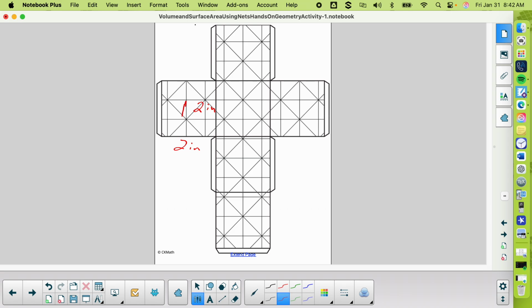If each one of these squares is 4 square inches, what would be all the squares added together?